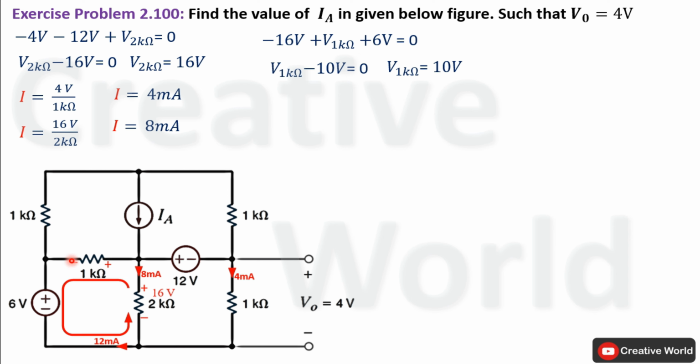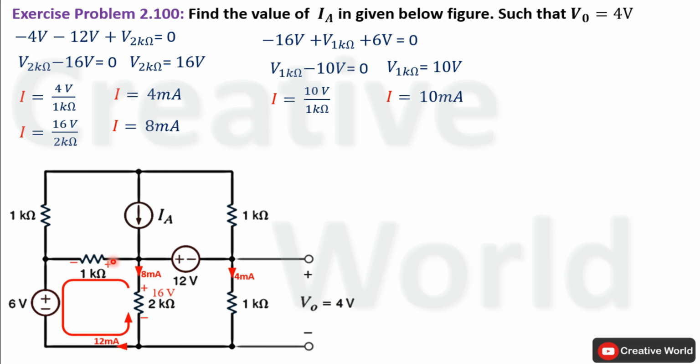After calculating the voltage across this 1 kilo ohm resistance, we can calculate the current through this resistance using Ohm's law, that will be equal to 10 volt divided by 1 kilo ohm. So the value of current through this branch will be 10 milliampere and the direction of current will be right to left, because in order to make this terminal positive, current should enter from here.